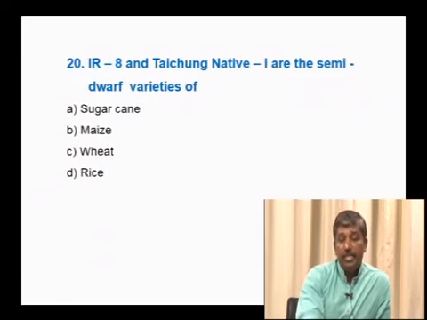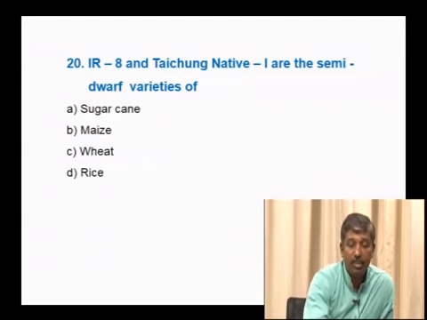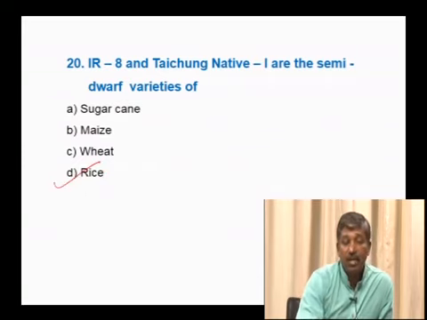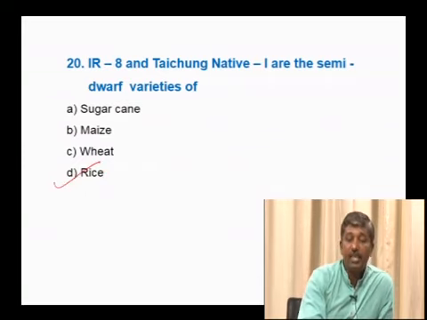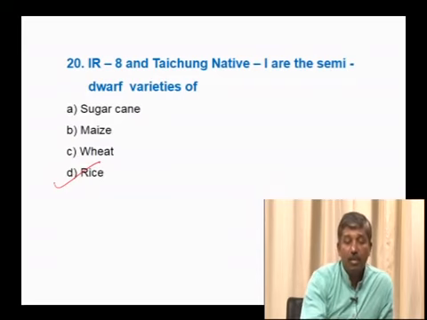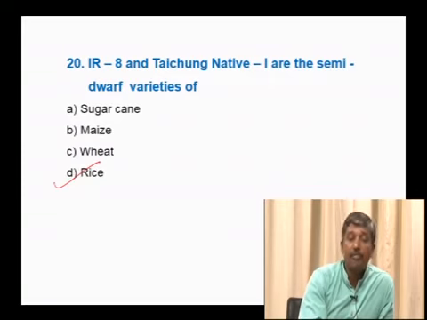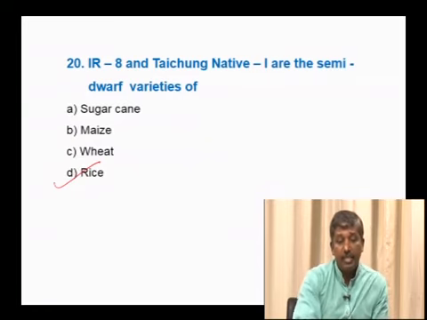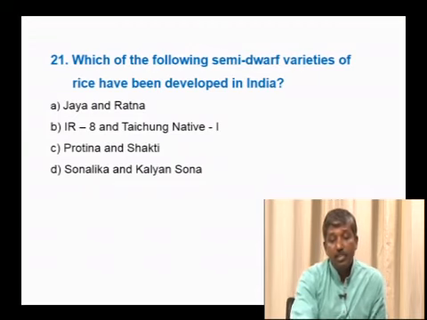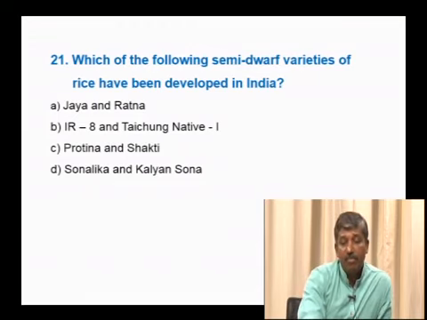IR8 and Taichung Native are the semi-dwarf varieties of rice. So, IR8 has been introduced from Philippines and Taichung Native has been introduced from Taiwan. So, these are high yielding rice varieties. These are used as parental crops, and even in India we have produced high yielding varieties like Jaya, Padma, Ratna, etc.